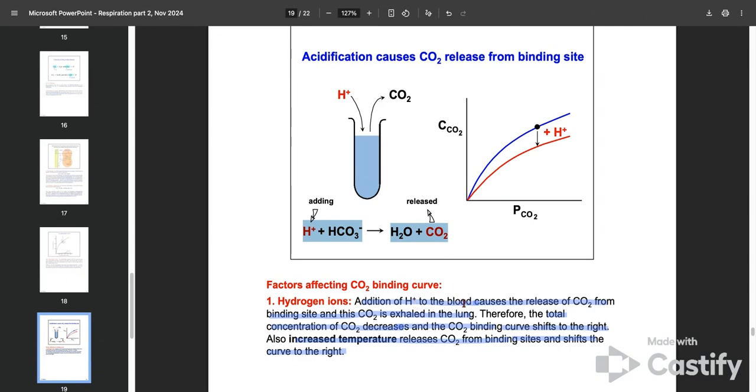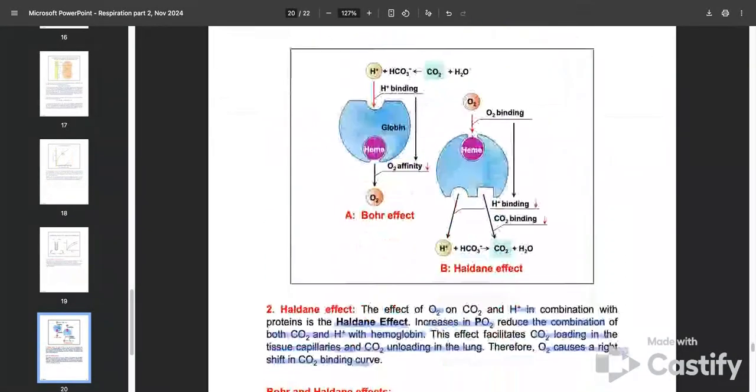So addition of H plus to the blood causes the release of carbon dioxide from binding site, and this is the carbon dioxide exhaled in the lung. Therefore, the total concentration of carbon dioxide decreases, and the carbon dioxide binding curve shifts to the right. Also, increased temperature releases carbon dioxide from binding sites and shifts the curve to the right. So just like oxygen, when we have more temperature, it's going to release it more. Even in oxygen, when we have more temperature, we're going to release it more as well.